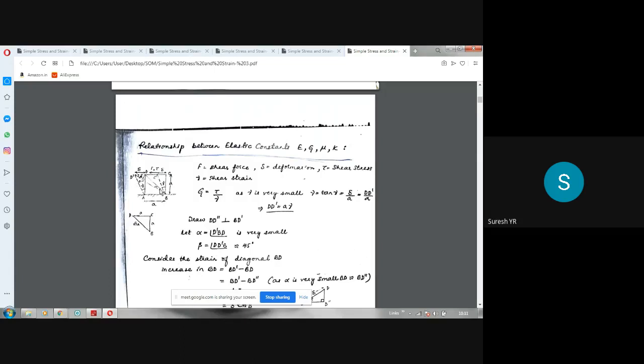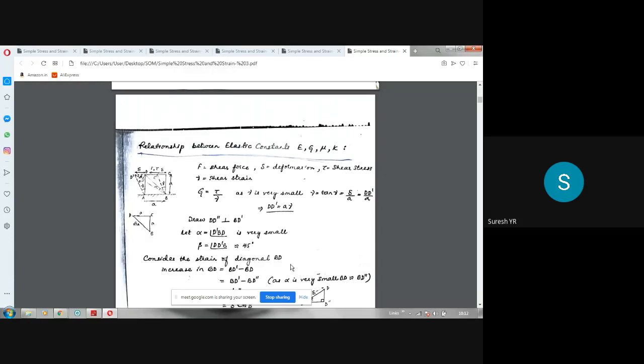Alpha is this angle, angle D dash BD, which is very, very small. And beta I have taken as this angle, D dash B. D dash B can be taken equal to 45 degrees, since alpha is very small and delta is very small. So you can take it almost equal to 45 only. Diagonal expansion is there, maybe slightly less than 45, but you can equate it to 45 for derivation purposes since delta is very small.